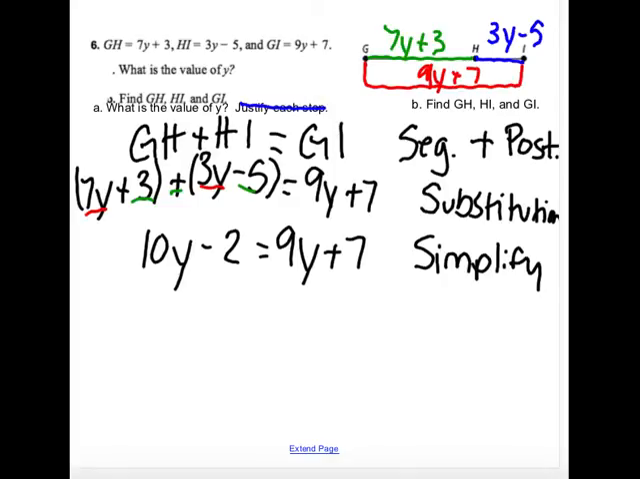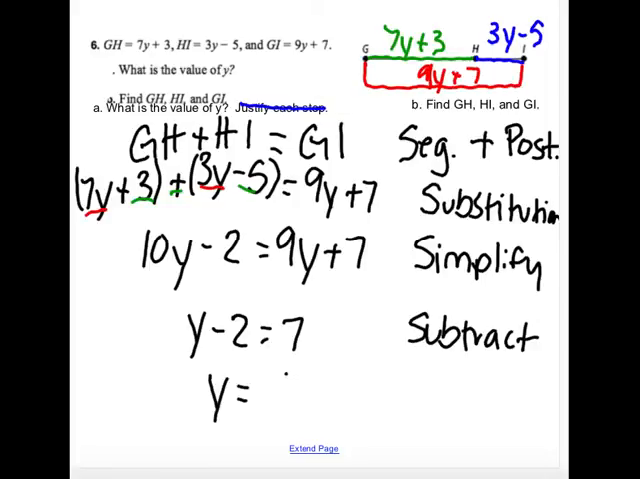Alright, now I'm going to do some algebra. I'm going to solve. I'm going to subtract 9Y. So if I subtract 9Y from each side, I'm left with Y minus 2 on the left and 7 on the right. All I did there was subtraction. And then I need to get that negative 2 over, so I'm going to add. So Y equals 9, and that's by addition, or add, whatever you want to write. Alright, so we found Y, and we justified each step.